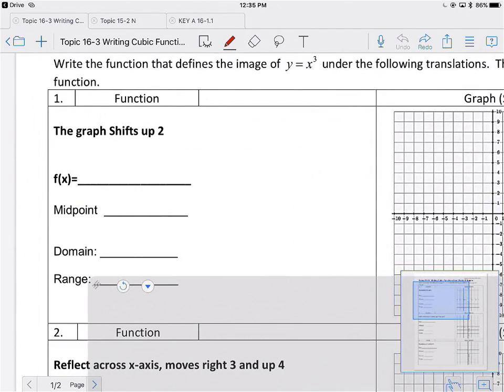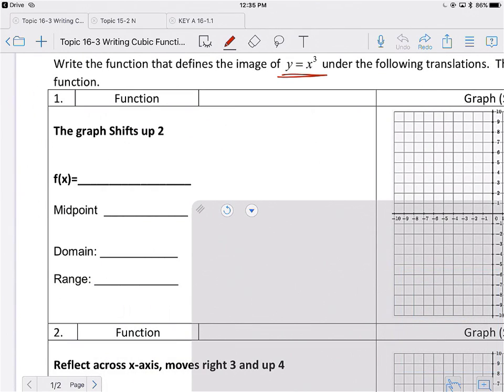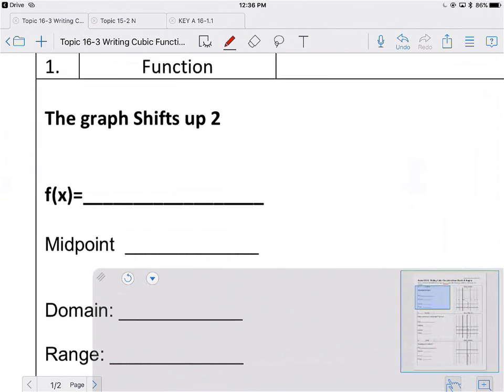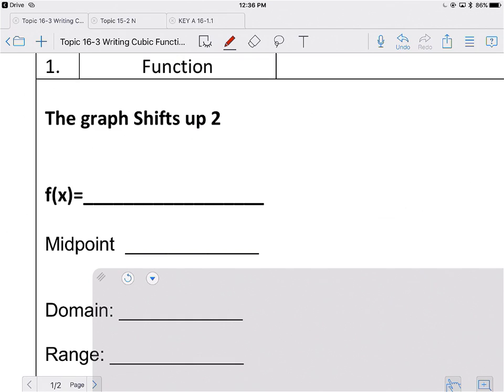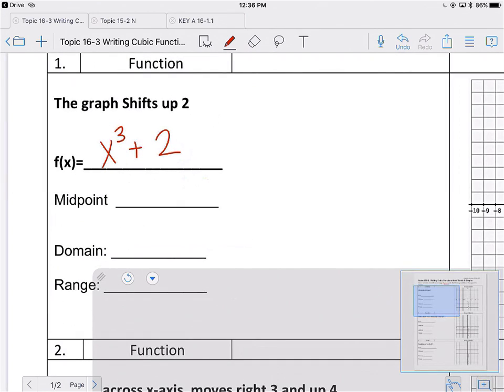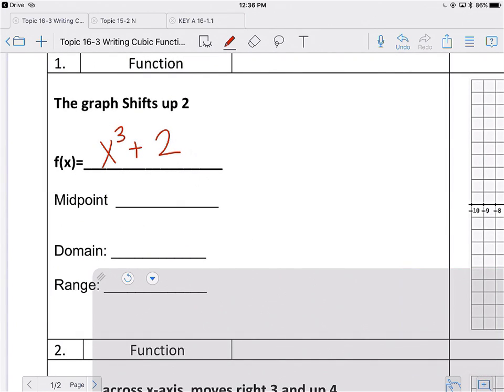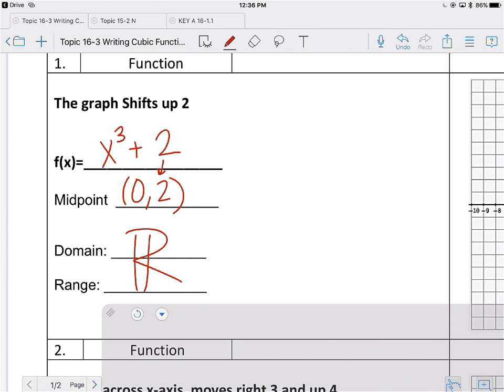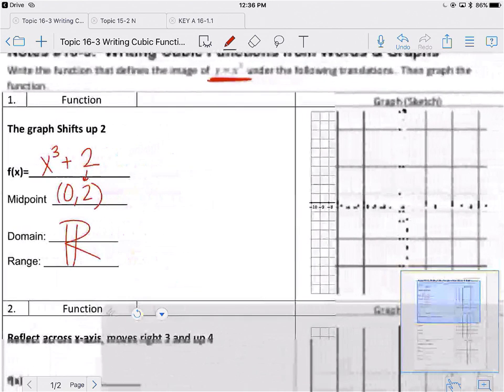So we're taking words and putting them into an equation. Remember, we are using the cubic function. So y equals x cubed. So problem 1 tells me the graph shifts up 2. So that is the cubic root function plus 2. That shifting up 2 will add 2 to the back of your problem. The midpoint is going to be 0, 2 because I bring the 2 down and there's nothing inside with x. Just like all of this unit, the domain and range are all reals for both.